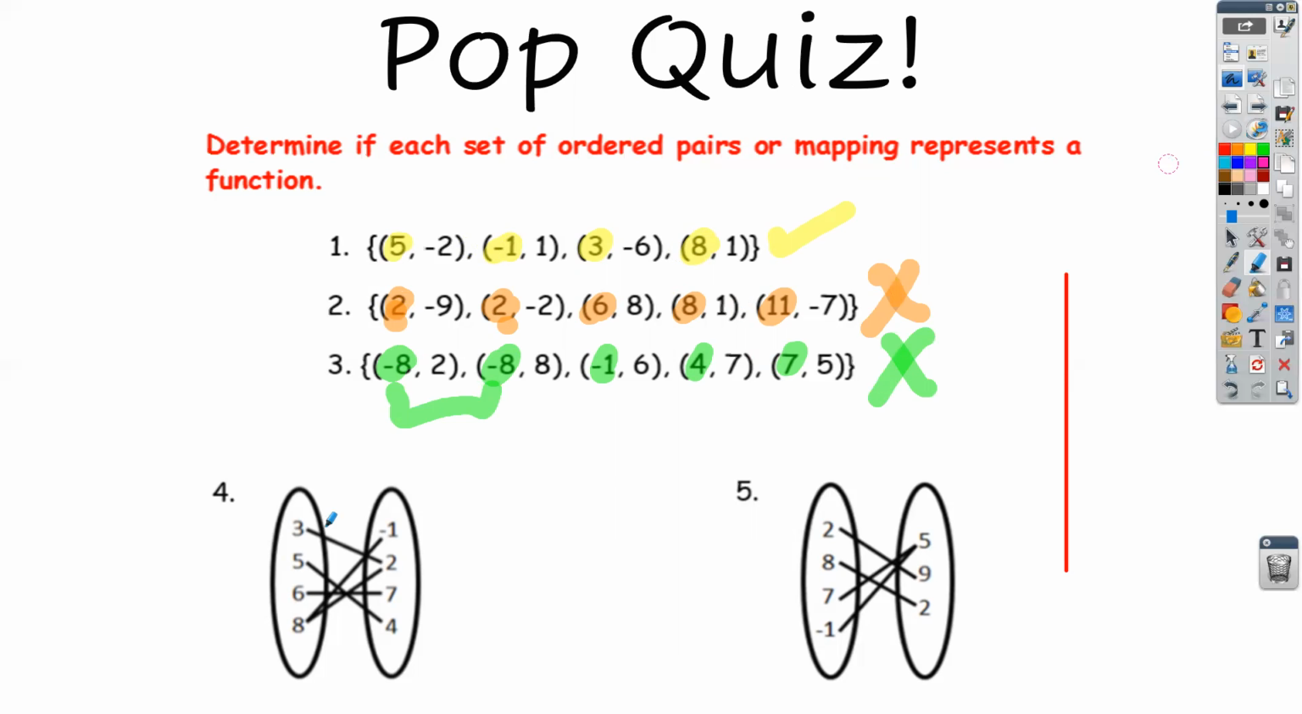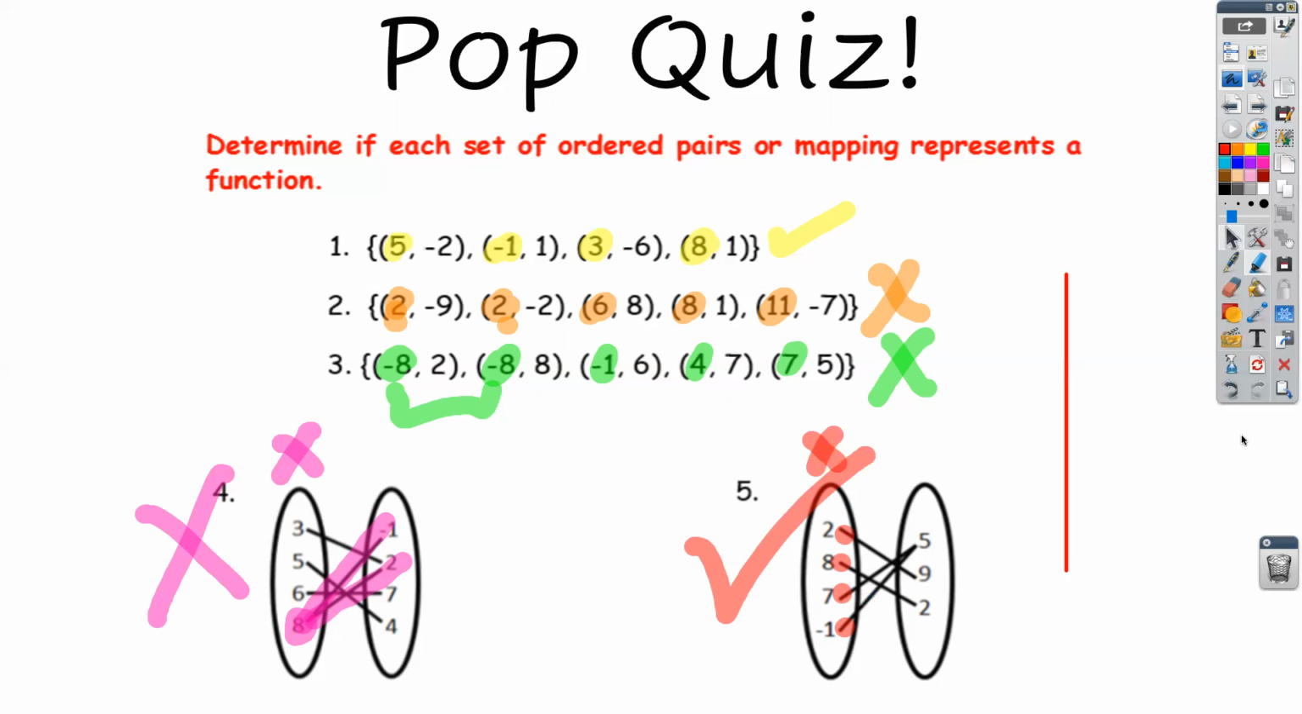So number 4, do I have lines coming out of my x's more than one time? I look at 8, I see it's going to -1 and it's going to 2, so not a function. And then 5, let's look at my x's again. Do any of them have more than one line coming out of it? Nope. So yes, that works. So the only ones that worked on this page was number 1 and number 5.